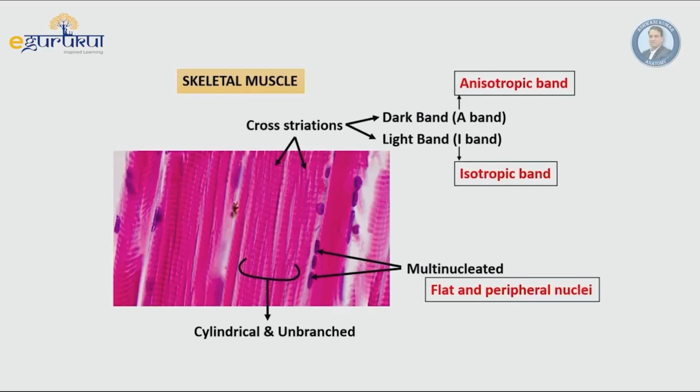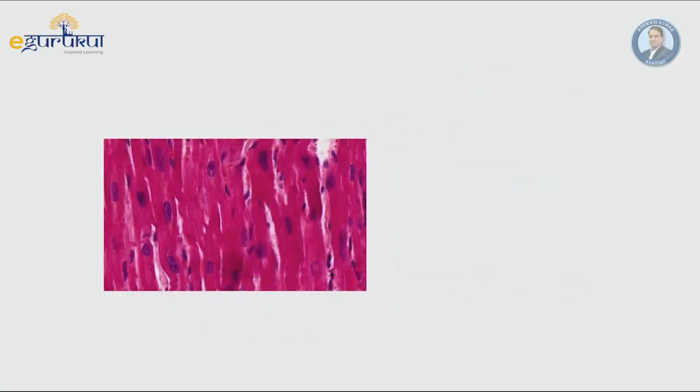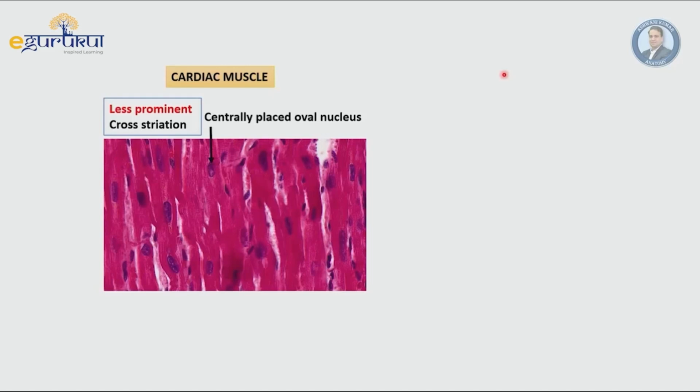Whereas if I compare it with the cardiac muscle, the first thing to note is that there are cross striations present in this also. If you can appreciate, there are some cross striations in this as well, but they are not as prominent as in the skeletal muscle. Secondly, the nuclei are not on the periphery, they are centrally placed and oval. In the skeletal muscle, they were flat and peripheral. Here they have a centrally placed oval nucleus in the cardiac muscle.